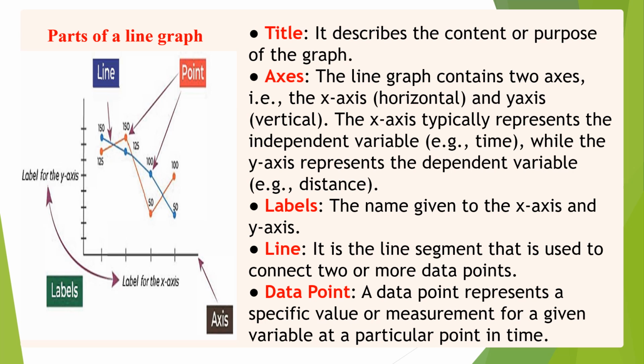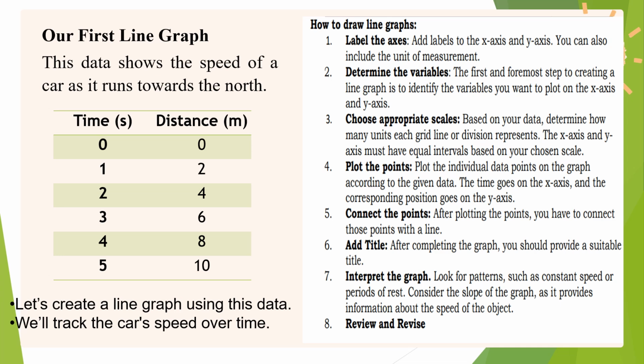Line. It is the line segment that is used to connect two or more data points. Data point. A data point represents a specific value or measurement for a given variable at a particular point in time. Now let's create our very first line graph. Below is some data showing how fast the car is moving towards the north. The time is shown in seconds and the speed of the car is in meters. So our job is to plot this data on a graph and see how the car's speed changes over time.